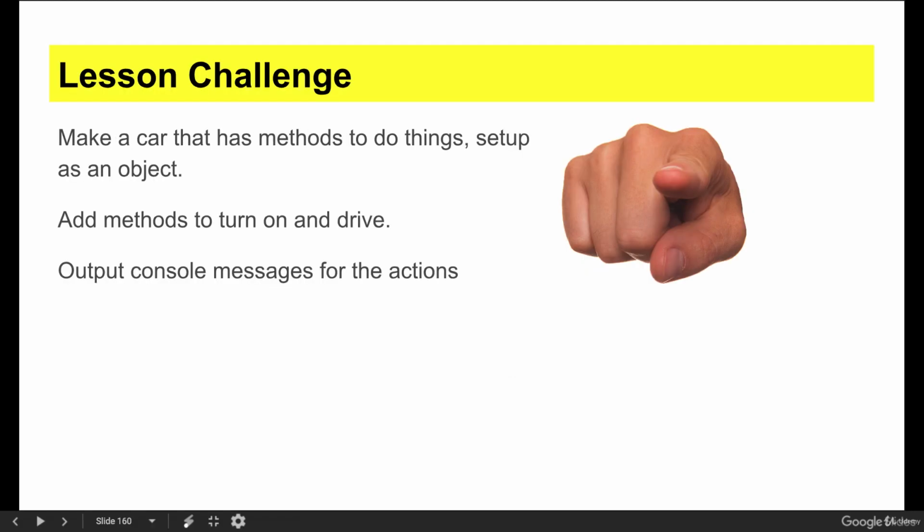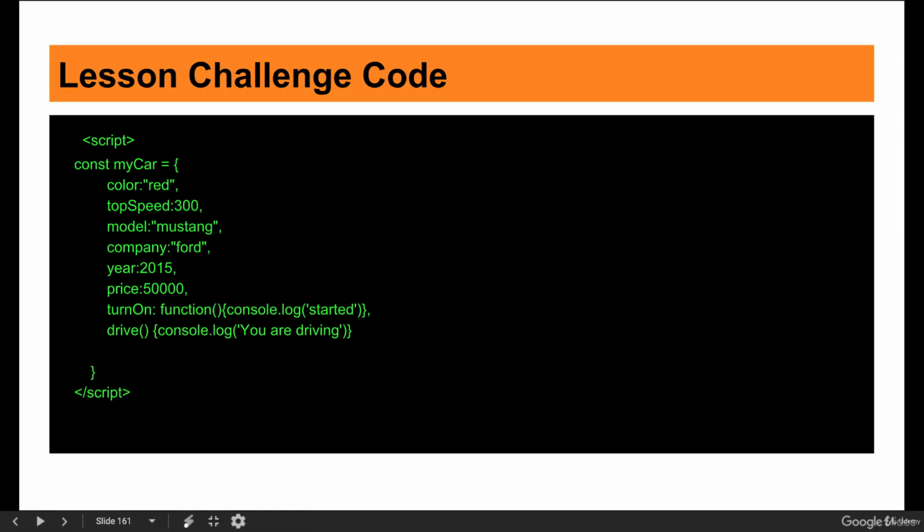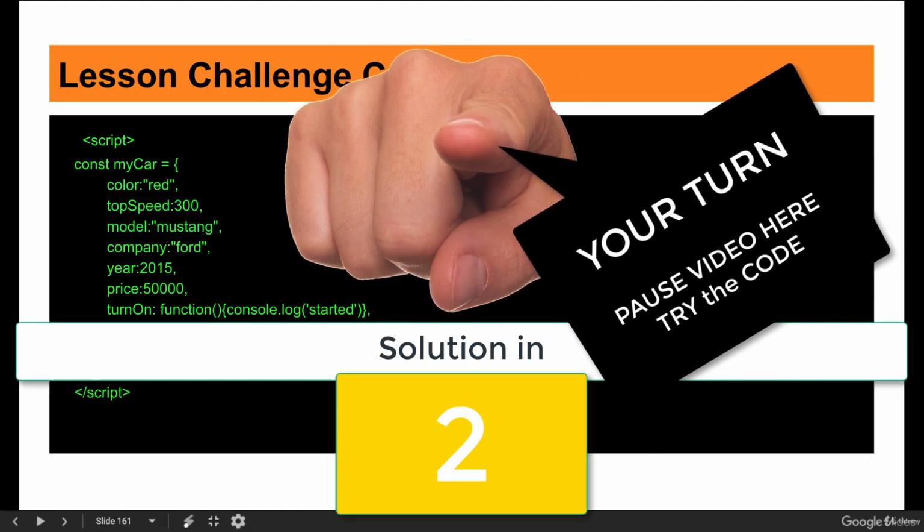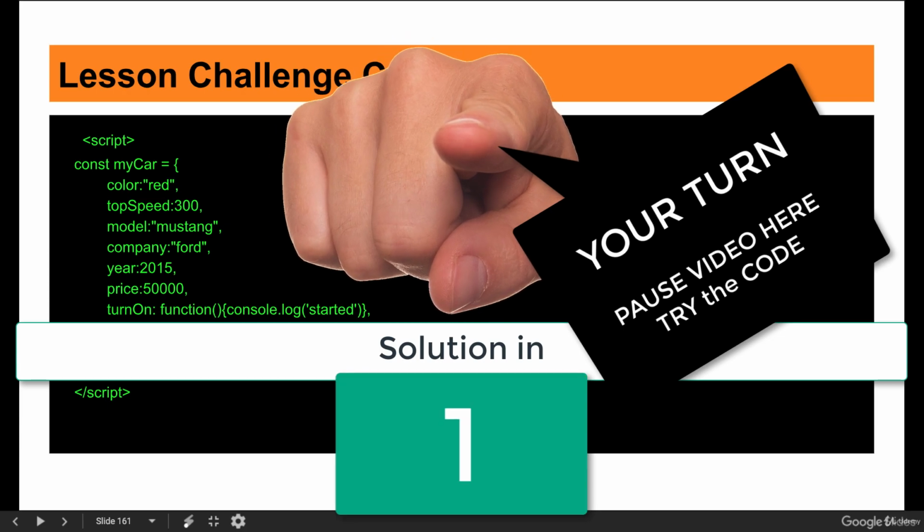So now the challenge in this lesson is to take what we did earlier. If you used a car, and if you haven't, you can grab one of the car objects that we had before and add in methods that we can invoke with JavaScript, so that we can turn the car on and drive, and then output the messages as those actions are taking place into the console. I'll give you a quick sneak peek at how to do this, and you can pause the video. I'll walk you through the solution coming up.